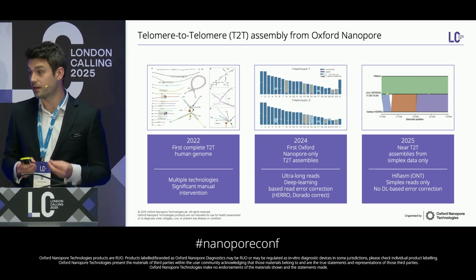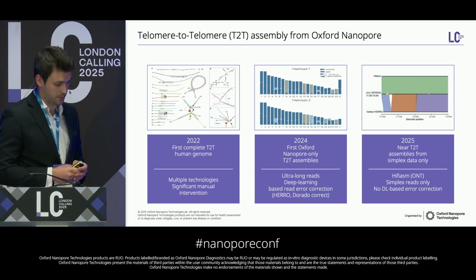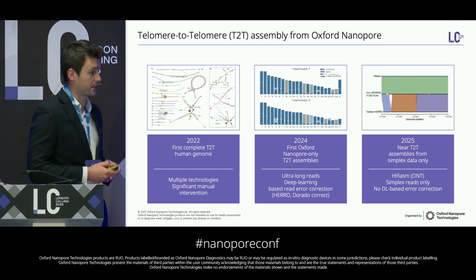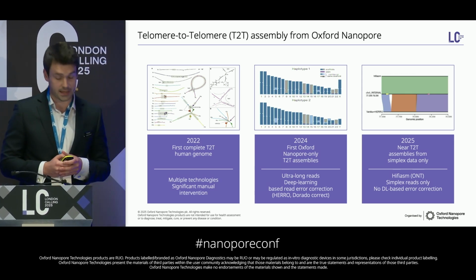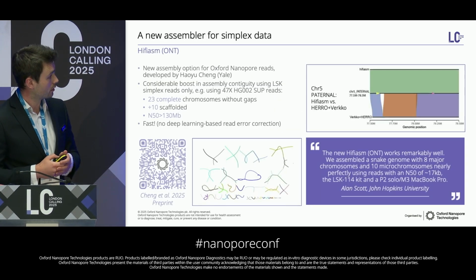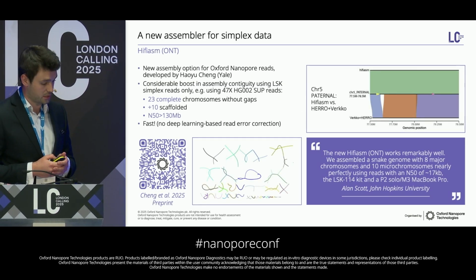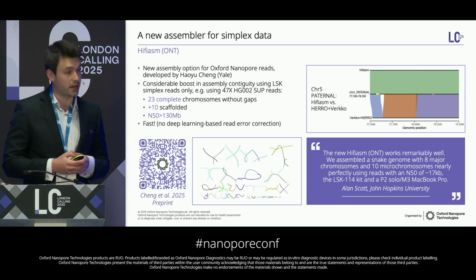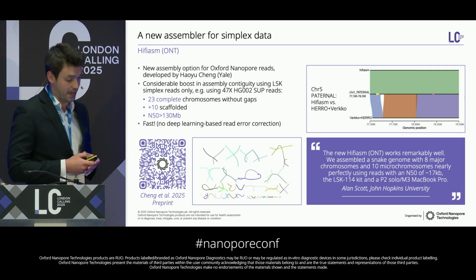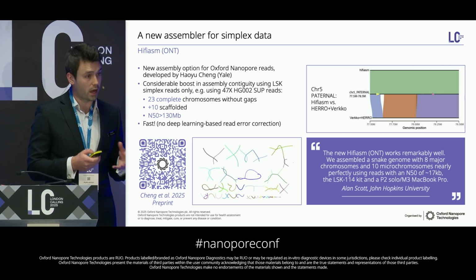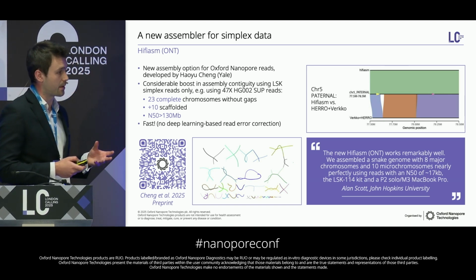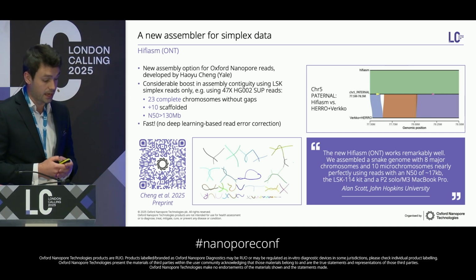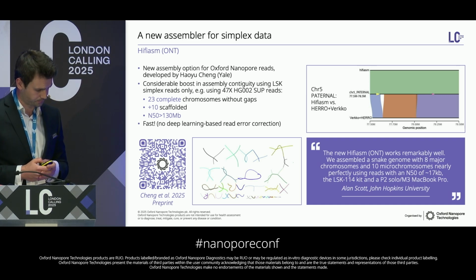This year, we've seen another huge step forward in terms of genome assembly. And we're now moving to a point where we can get near T2T quality assemblies using just standard LSK simplex data. A big part of this is this new assembly algorithm, HiFi-ASM-ONT. So this has been developed by Haiyue Cheng, who's an assistant professor at Yale. And what Haiyue's done is tweaked his existing assembler to better work with the read length and error profile that we would see in LSK simplex reads.